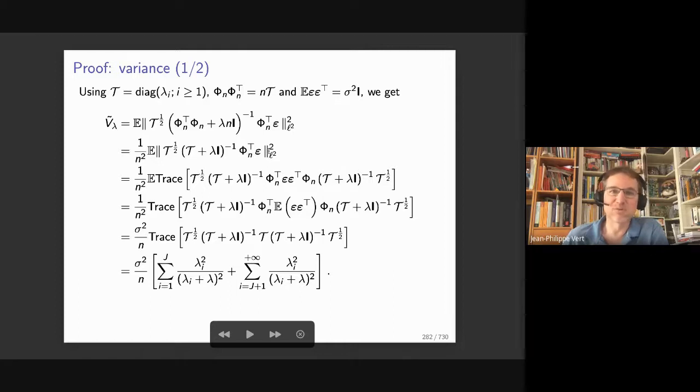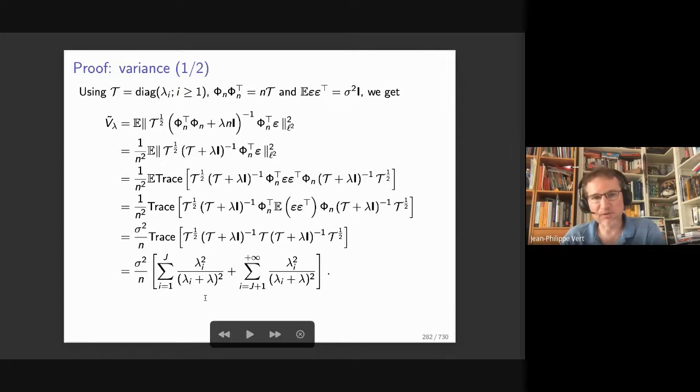So we write the square norm of a vector as the trace, so the sum of diagonal entries, of the vector transpose itself. This allows us to move the expectation inside because now we just have epsilon epsilon transpose inside. We notice that the expectation of epsilon epsilon transpose is sigma squared identity. So this removes the expectation. And we end up with sigma squared over n times a big sum for i equal 1 to infinity of lambda_i squared divided by lambda_i plus lambda squared.